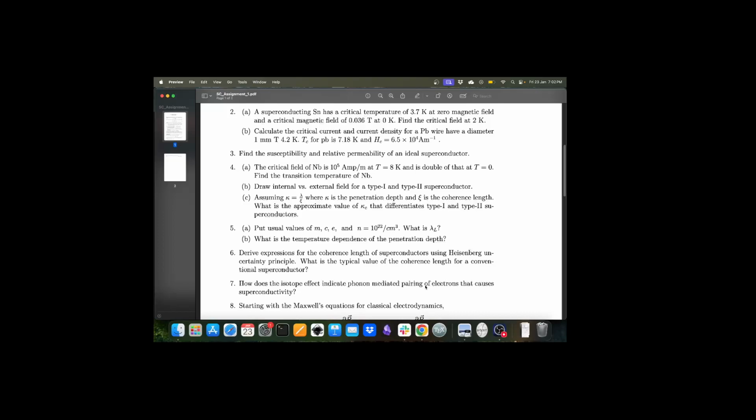So this you can just find from this equation itself. So Hc of T equal to Hc of 0 times (1 minus T square by Tc square). So you just put the Tc here, and then the temperature at which you need to find is 2, and then Hc0 is already given here. Okay, it's just the numerics.